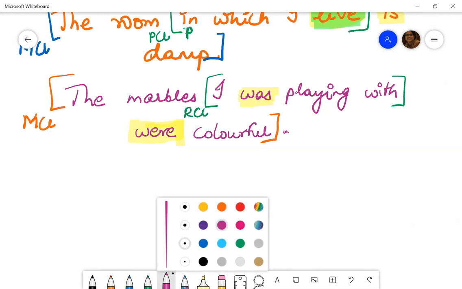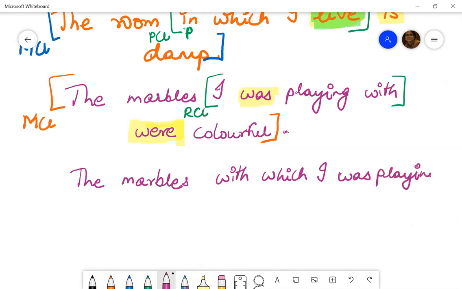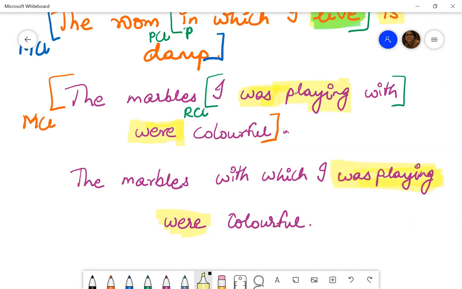Now, let us take the same sentence and write it in a different way. The marbles with which I was playing were colorful. It's almost the same idea, but I have now placed it differently, right? Now, again, the verbs remain the same. Were and was playing. The main action is was playing. Those are the two main actions. But which marbles? It still asks the question, which marbles? And it is still the ones that I was playing with, right? Which marbles? The ones that I was playing with.